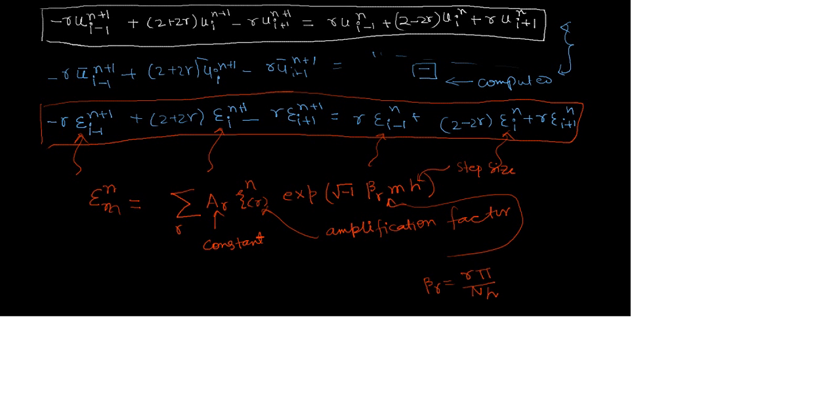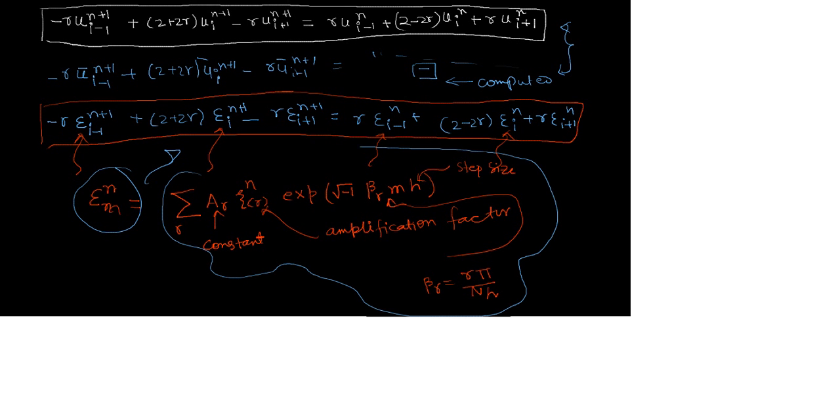See, here the error is the sum of a bunch of the coefficients. But for simplicity we will not consider the sum, because the sum is satisfying this equation, and this is homogeneous, so it means the individual terms will also satisfy this. So instead of taking the sum, we'll take any single term, say a ξ^n exponential of square root of minus 1 β m h. We'll just take this and see what happens to the solution.